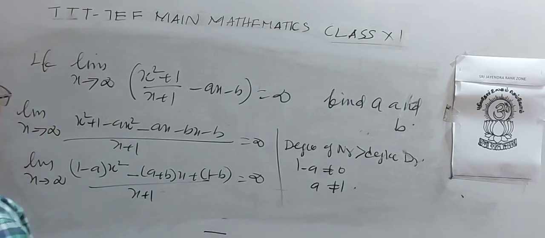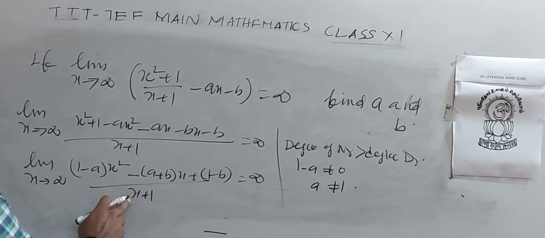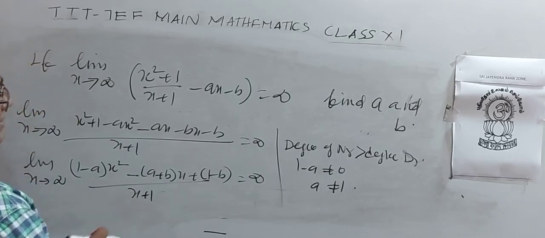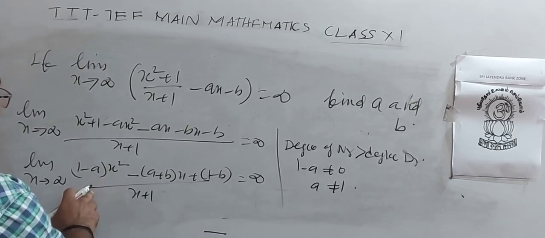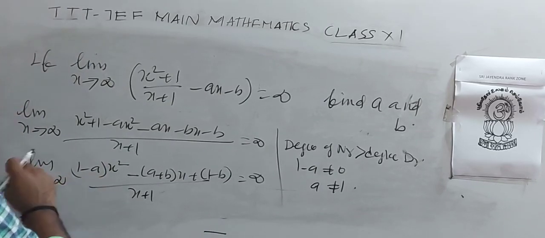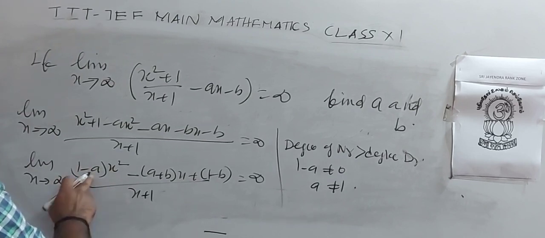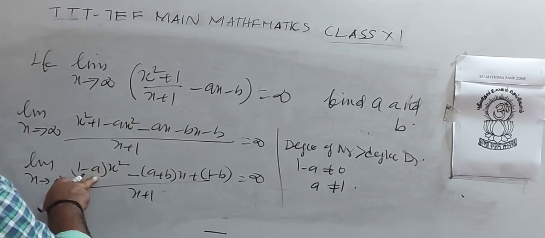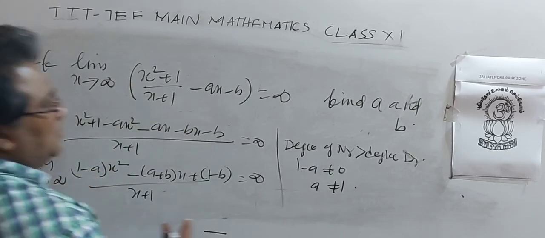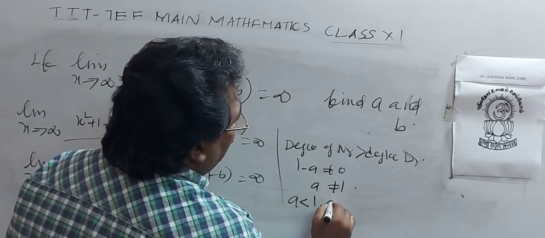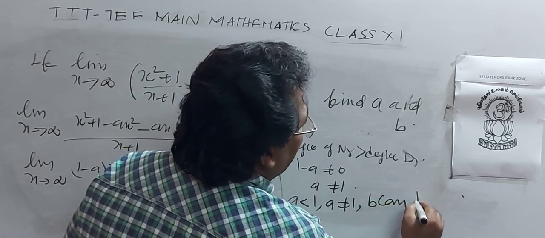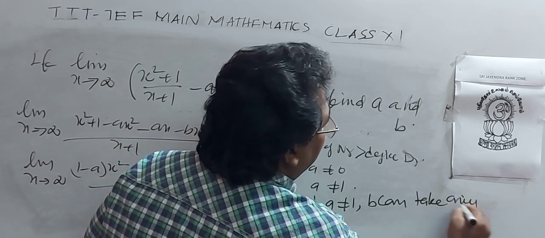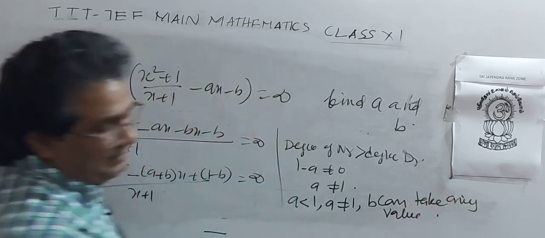Since the limit is plus infinity, the coefficient of this term should be positive. Here we have 1, and this quantity should also be positive. To make this one positive, a should be less than 1. So a is less than 1, a is not equal to 1, and b can take any value.